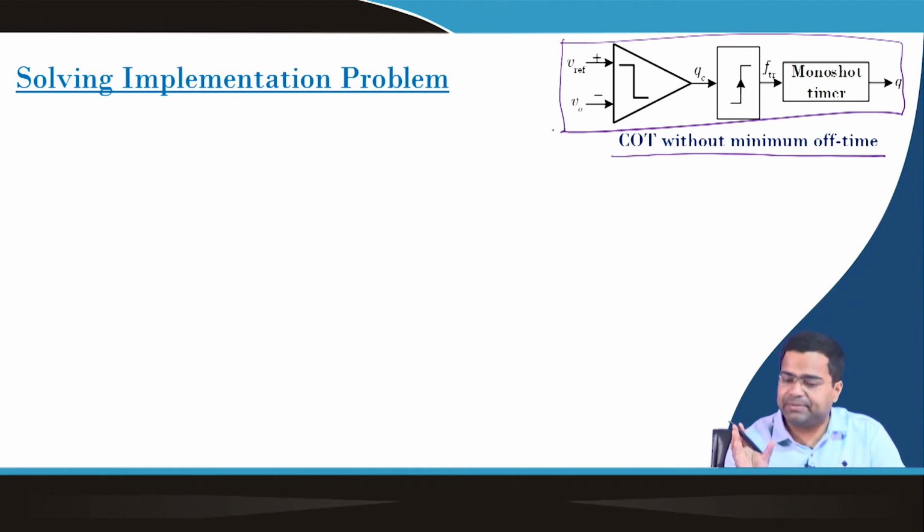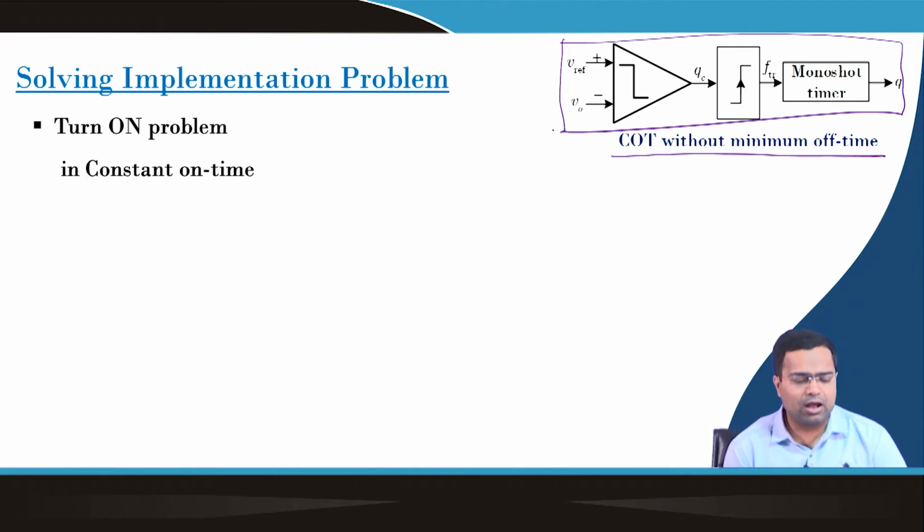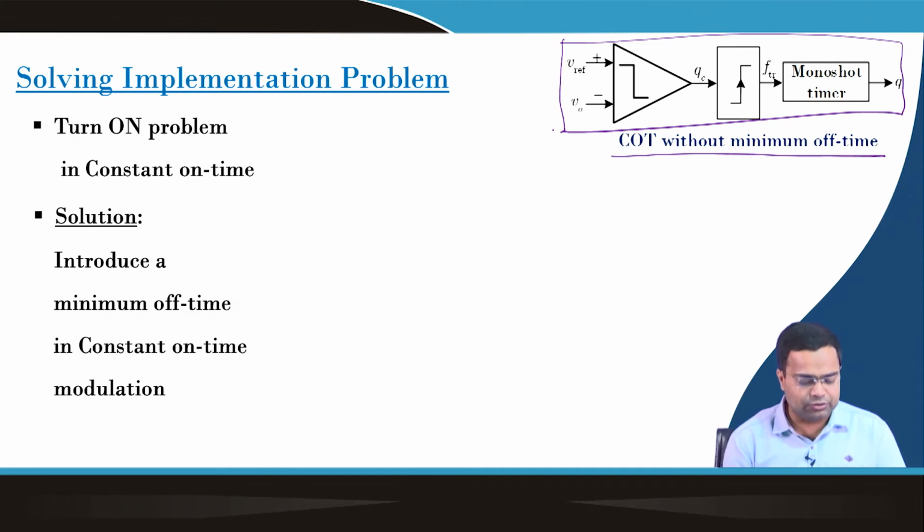It is in the very basic form. Now, the turn on problem: we need to turn on the switch if we find that the output voltage is lower than the reference voltage, otherwise the voltage cannot rise. So, how to solve this problem? The solution: we need to introduce a minimum off time.